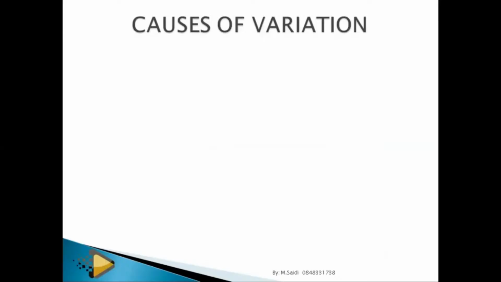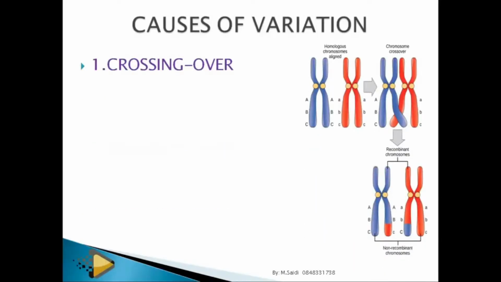What are some of the causes of variation? Number one, crossing over. You remember we talked about crossing over. When we talk about crossing over, homologous chromosomes come together during prophase I. You must be specific, prophase I, and then the chromatids of the homologous chromosomes cross over. When they cross over, you'll find that they produce chromosomes with mixed genetic composition. This part came from this chromosome, while this part came from this chromosome. So it means that genes have been mixed.